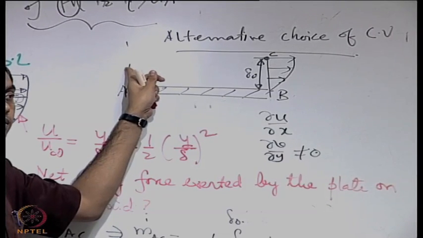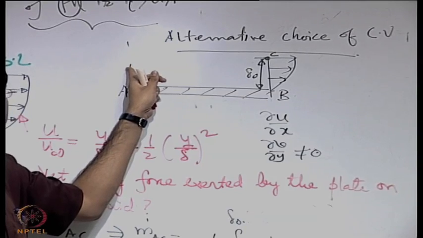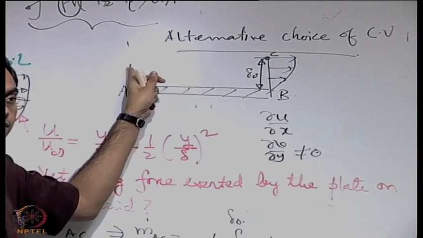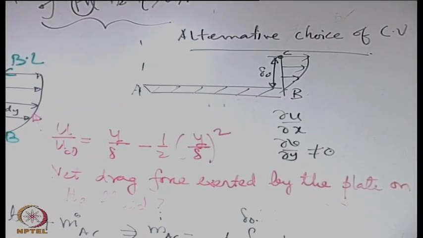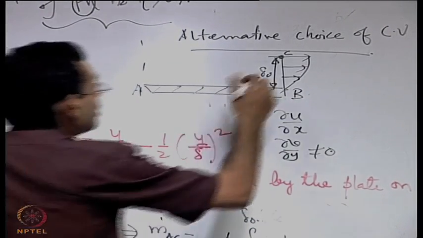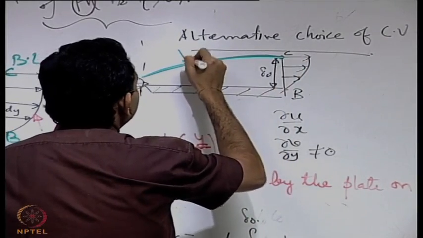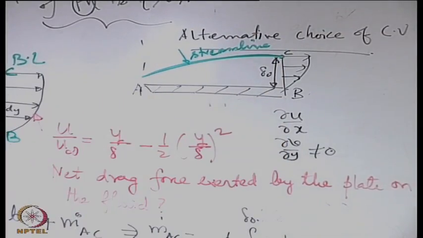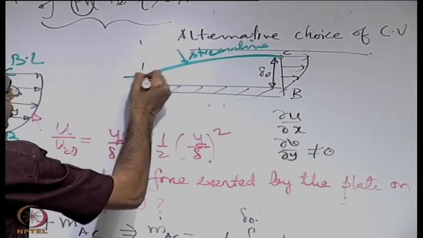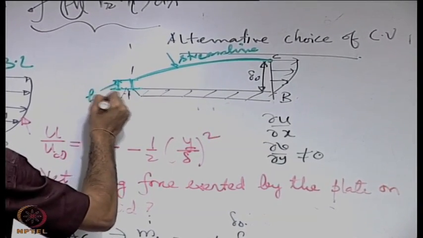Through what type of line do you have no flow across? Through a streamline. So if you choose a streamline passing through the point C, then we know that there is no flow across it, but it gives rise to a new unknown because we do not know where that streamline is intersecting with this one, let us say H0. This we do not know.